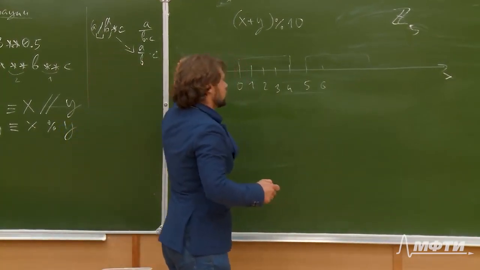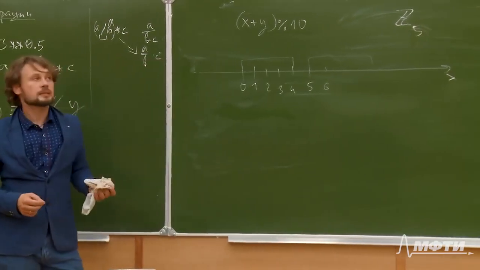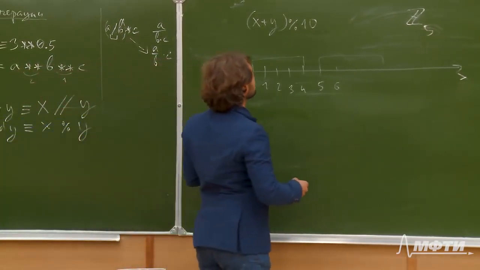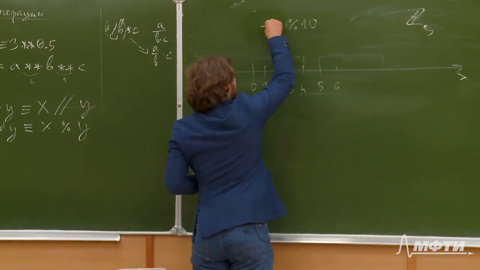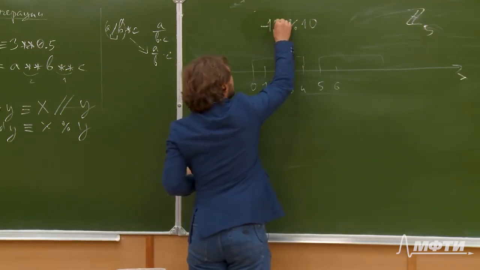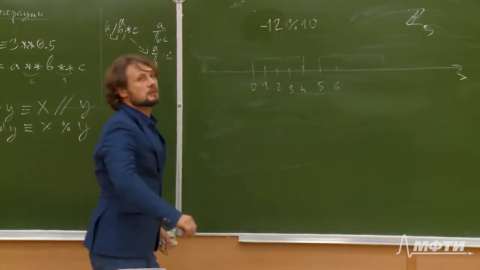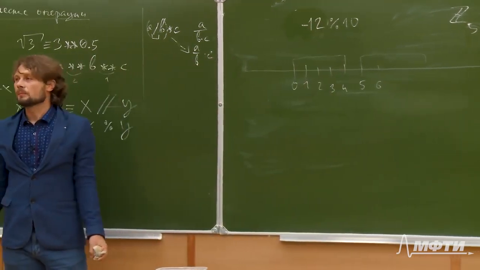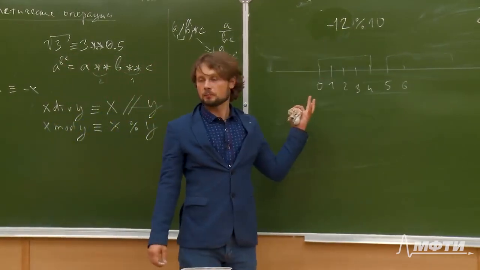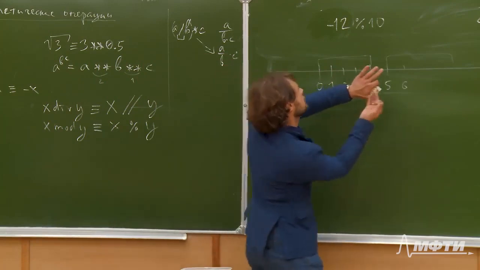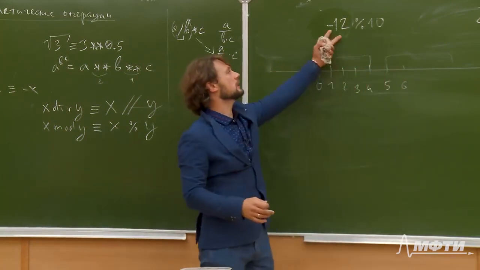In short, the question is this: what about negative numbers? And what if I have a problem? Well, let's take something negative now, for example, minus 12 modulo 10. There are two approaches here. The first one is that we sort of throw the minus out of the bracket. We say, well, let's reflect this in the opposite direction and say 12 modulo 10.